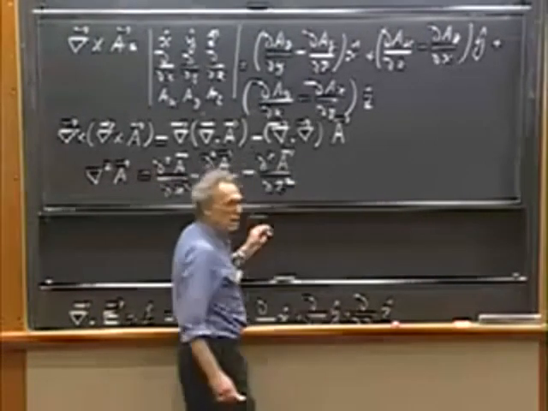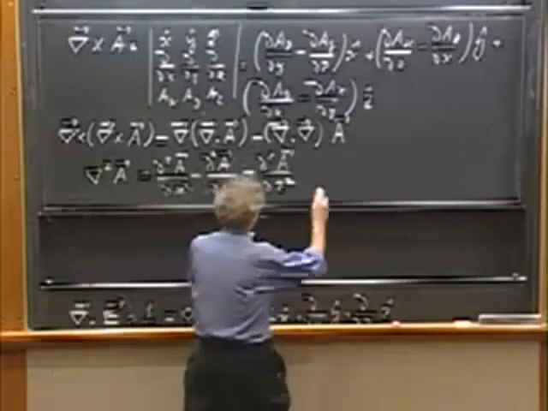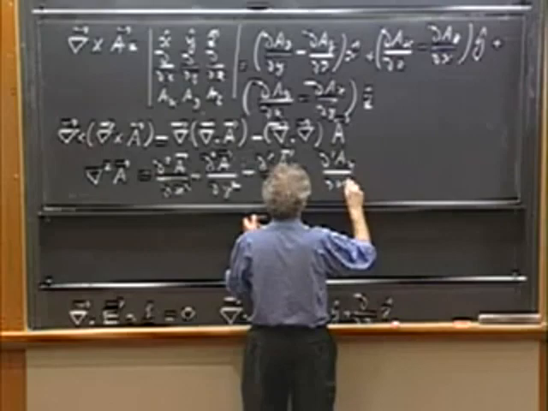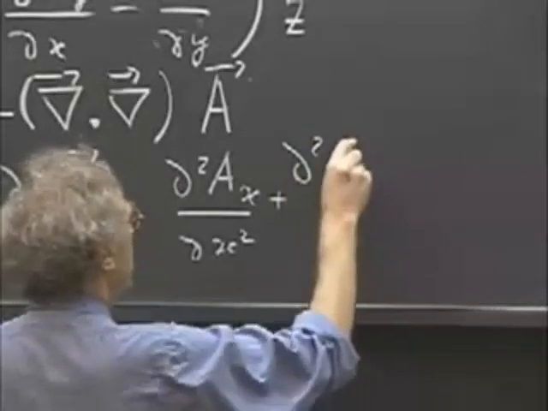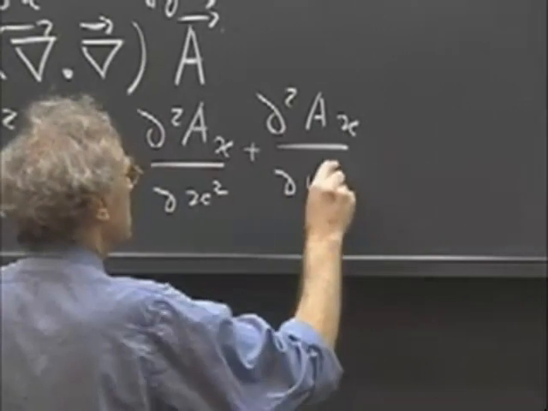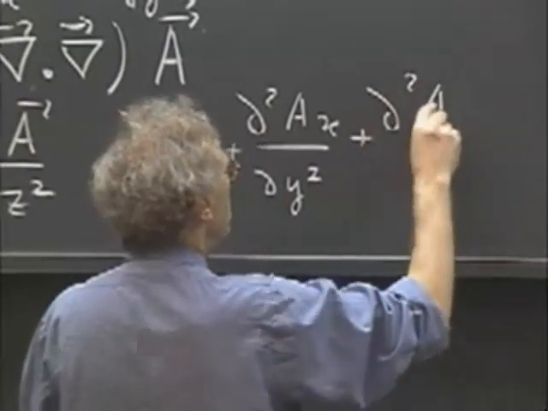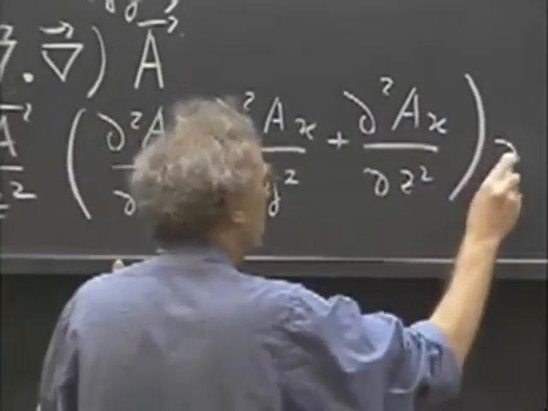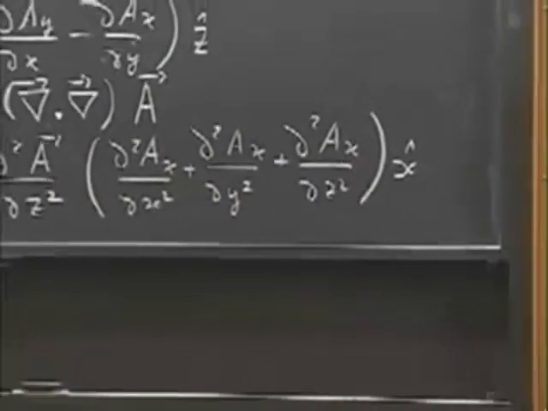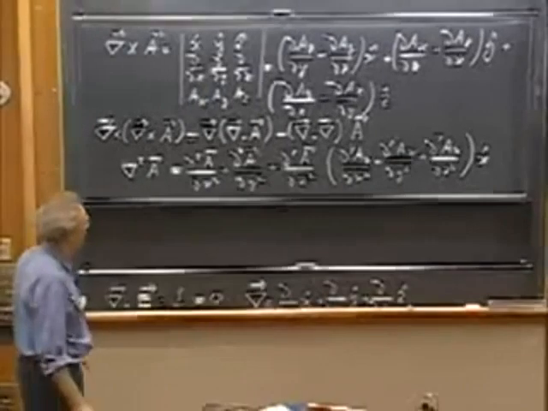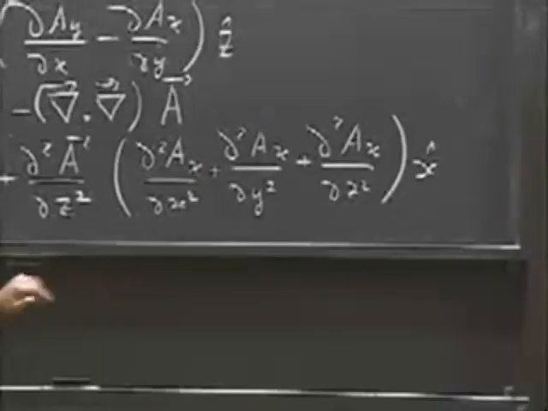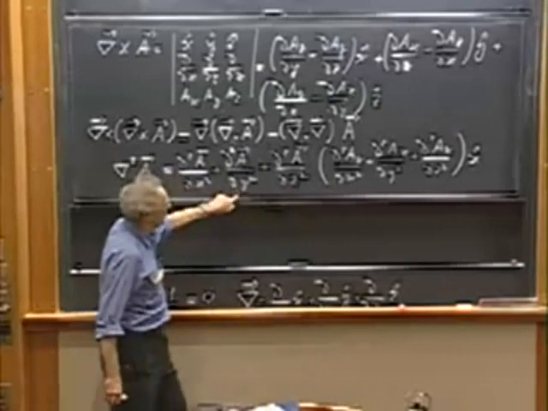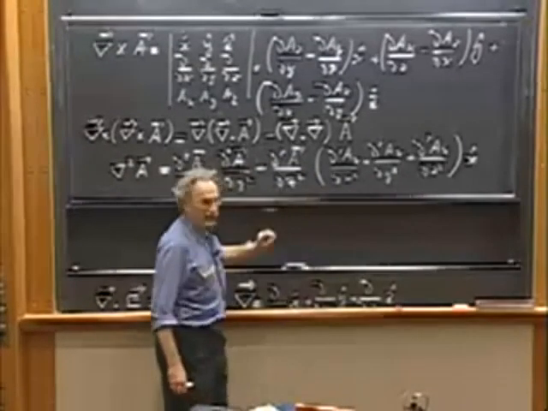So I will only do the component in the x direction, which then becomes d2Ax/dx squared, plus d2Ax/dy squared, plus d2Ax/dz squared, and that is then the component in the x direction. And there's also one in the y direction, and there's one in the z direction. This first term comes from this one. The second term comes from this one, and the third term comes from this one.